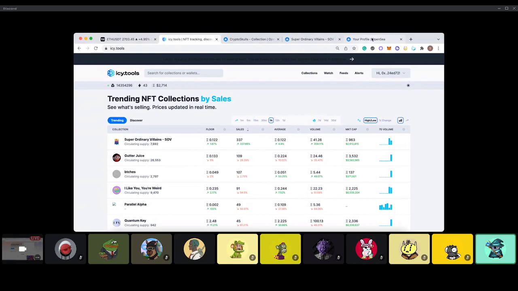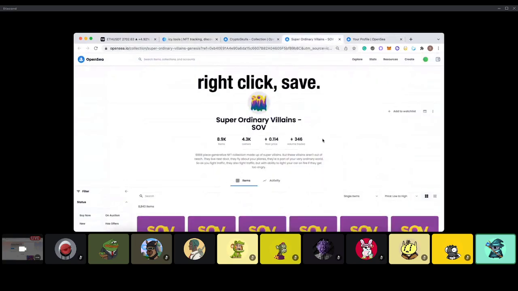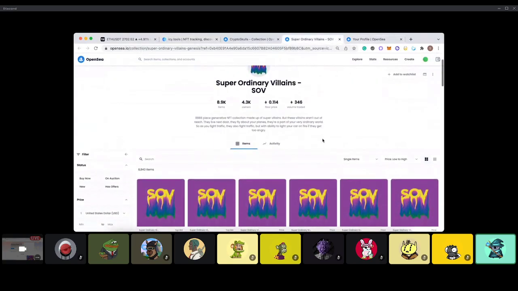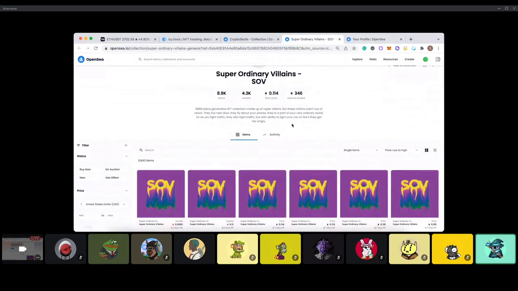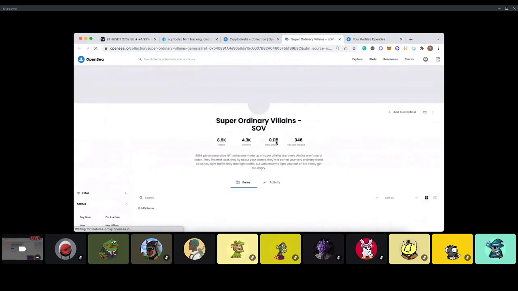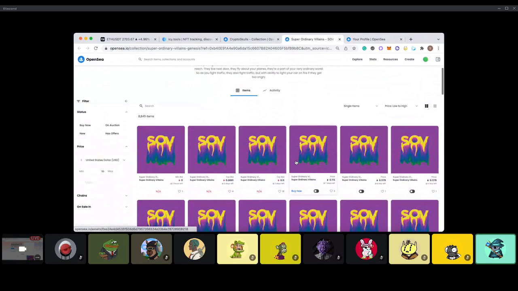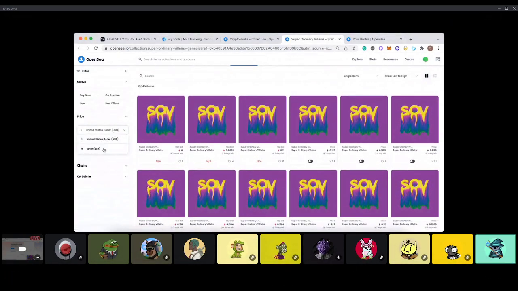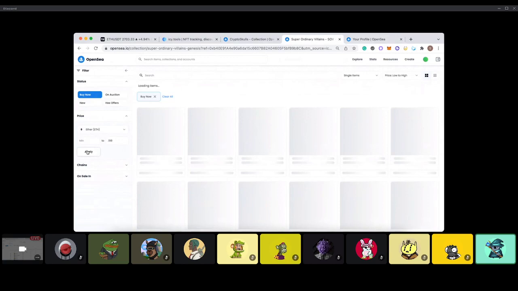I have NFT Nerds to see the sell walls. But what if I don't have NFT Nerds? How can I find the sell wall? Let's assume I'm aping on this project. Let's see what the floor is. The floor is 0.11. Let's say my exit price is 0.2. You go here, Ether, max 0.99, buy now. I want to see how many are listed under 0.2.